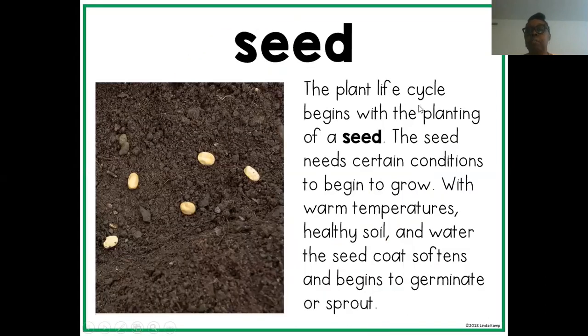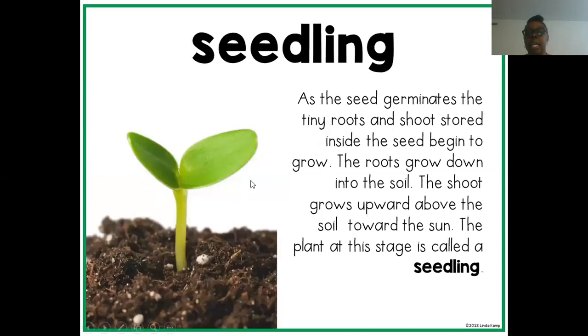So, a seed. The plant life cycle begins with the planting of a seed. The seed needs certain things to grow. With warm temperatures, healthy soil, and water, the seed coat softens and begins to germinate or sprout. Seedling: as the seed germinates, the tiny roots and shoots stored inside the seed begin to grow. The roots come down first into the soil, and then the shoot grows upward towards the sun. The plant at this stage is called a seedling.